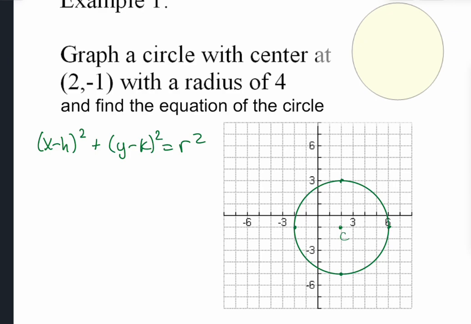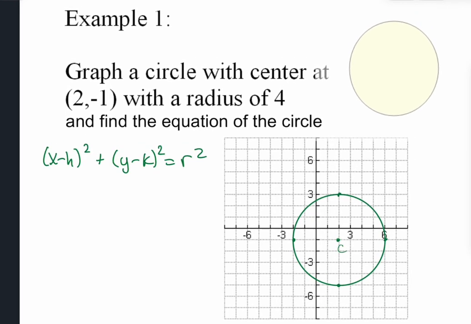Now, let's also remember what else we know. We know that (2, -1) is our h and our k. So that's our h and that's our k. Now, when they tell us that the radius is 4, that is our r. That is not r squared. So we can even calculate r squared in our head or with a calculator. So now we know our h is 2 and our k is -1. We know that our r squared is 16. Let's go ahead and place those things into our formula.